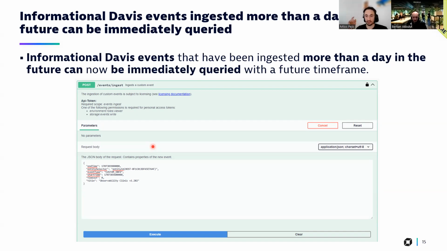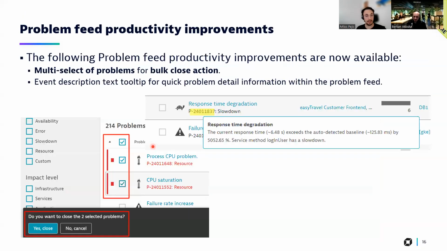So essentially, if we ingest now a custom event 5 days from now or 2 days from now, then of course you will not see this custom event on your host, on your process, because with the time frame selector in the UI, you cannot go into the future. But you can query it via the get API. Let's showcase this then in the hands-on part. So this is new as well. And what else do we have?